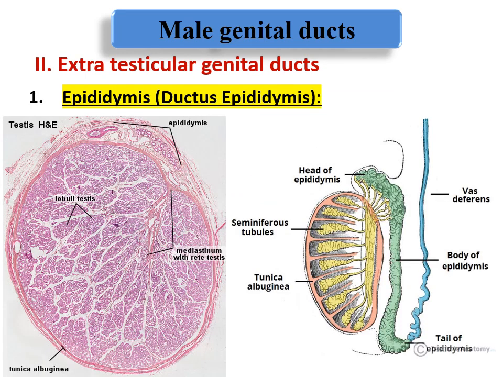The epididymis is a single long, highly convoluted tubule. It is about 6 meters in length. It lies in the posterior aspect of the testis. This is the epididymis. The epididymis' main function is as a reservoir.